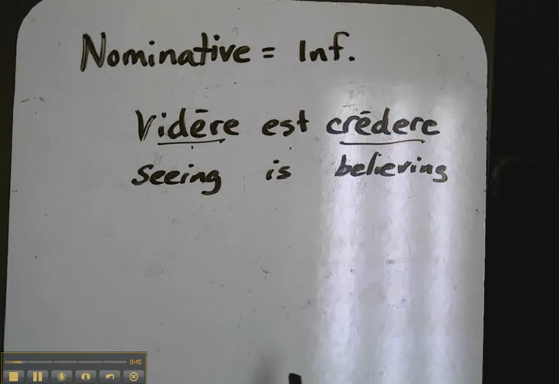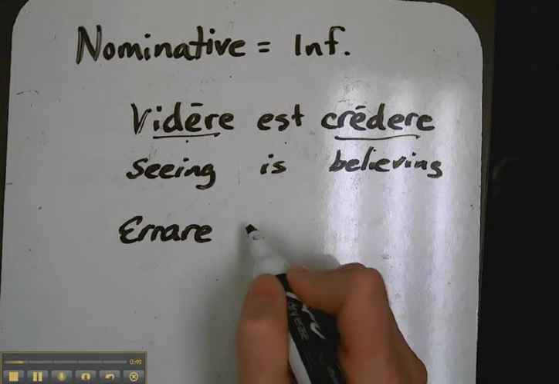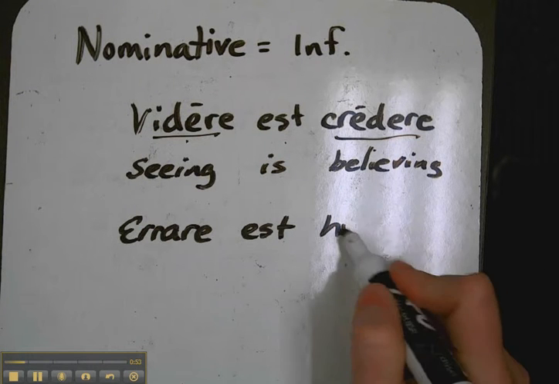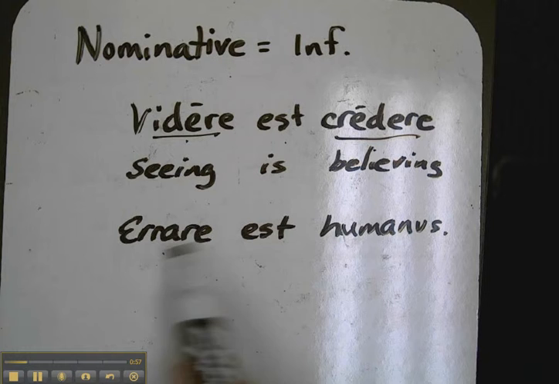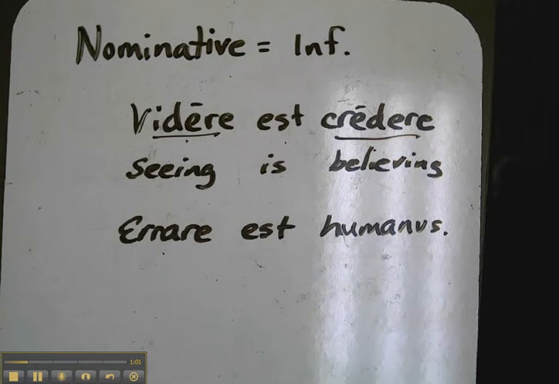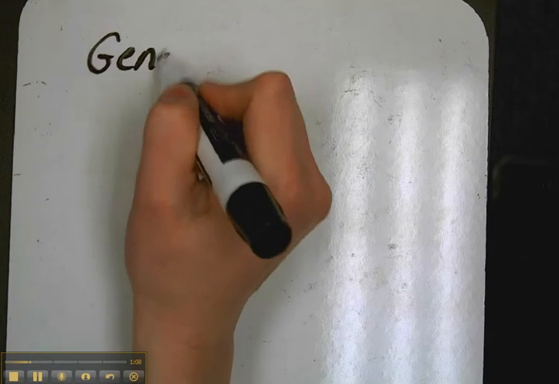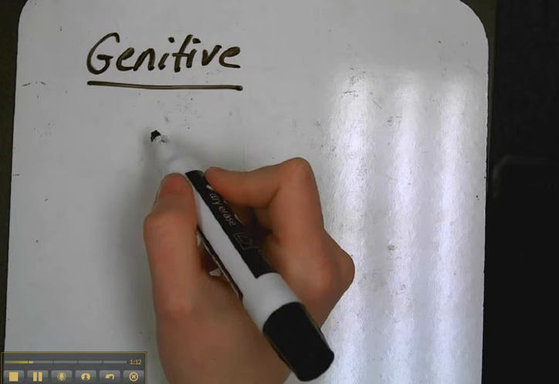Another one that we're familiar with is errare est humanus. So to err is human, or erring is human. Okay? Now, in the genitive form, you're going to see it three ways. There are three uses. So the first is with a noun.